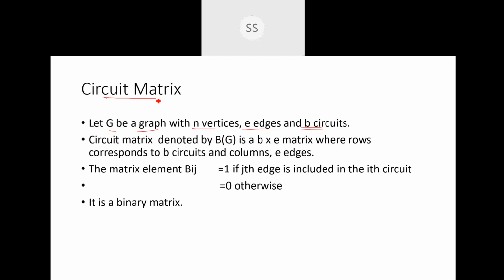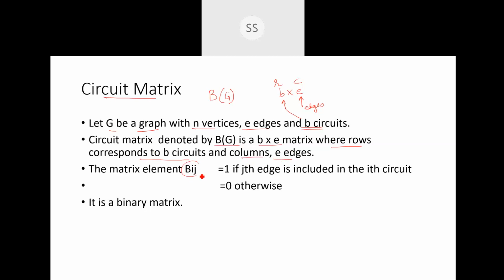Then the circuit matrix can be represented as B of G. It is called a B by E matrix. Children, it is of the order B by E, where E is the number of edges and B is the number of circuits. The rows correspond to the B circuits and the columns are your E edges.